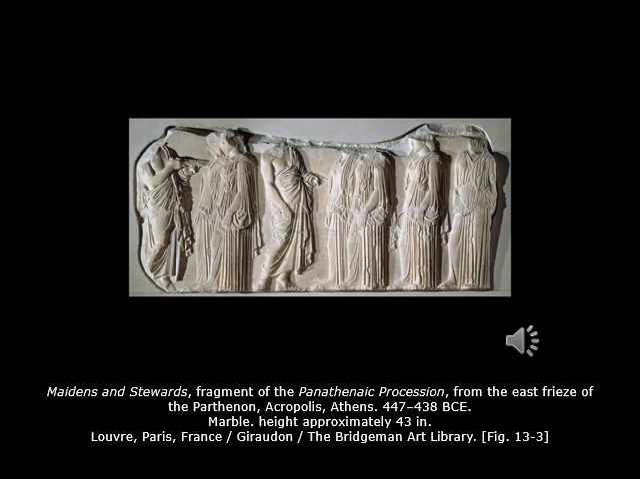A frieze is a sculptural band. This is the Panathenaic procession, maidens and stewards. It's low relief, it projects only a little distance from the background, and no sculptural elements are free. Figures overlap one another and are shown in three-quarters view, making space seem deeper than it is. Figures seem to be moving in a slow procession. The garments that they wear reveal real flesh and limbs under them.